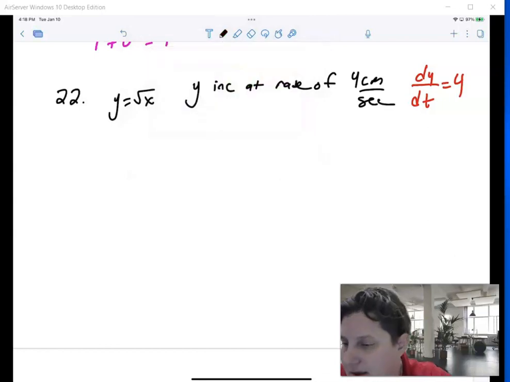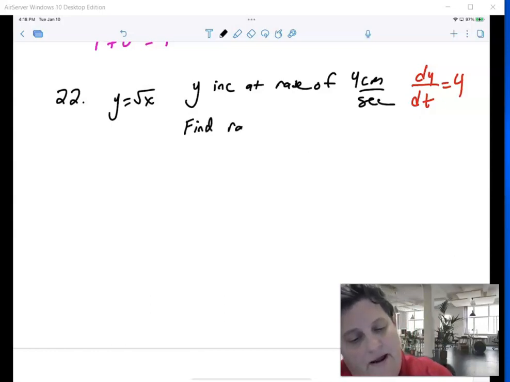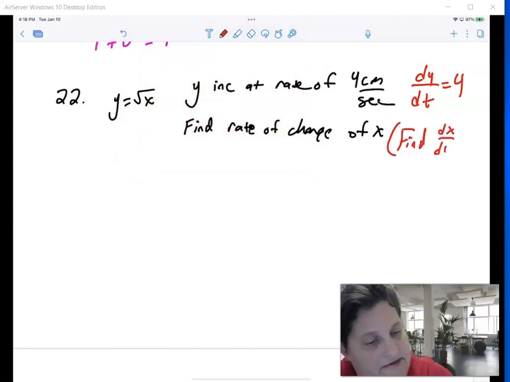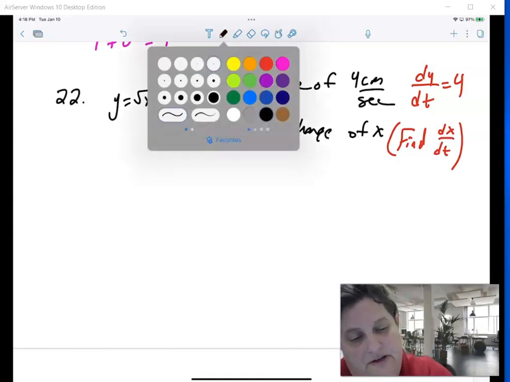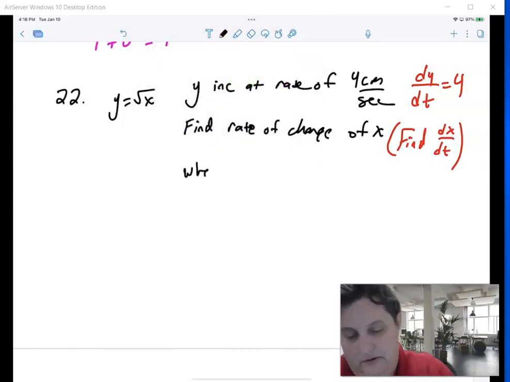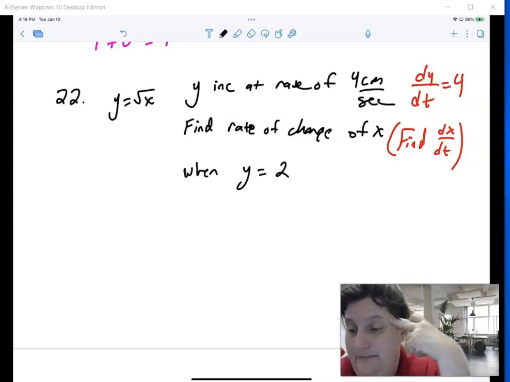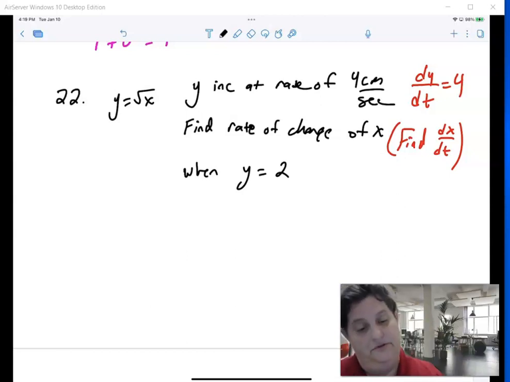Okay? And then it says, find the rate of change of the x coordinate. So it's basically telling me, okay, find dx/dt. Find the rate of change of the x coordinate, find dx/dt when y equals 2. Alright? When y equals 2. Okay, perfect.